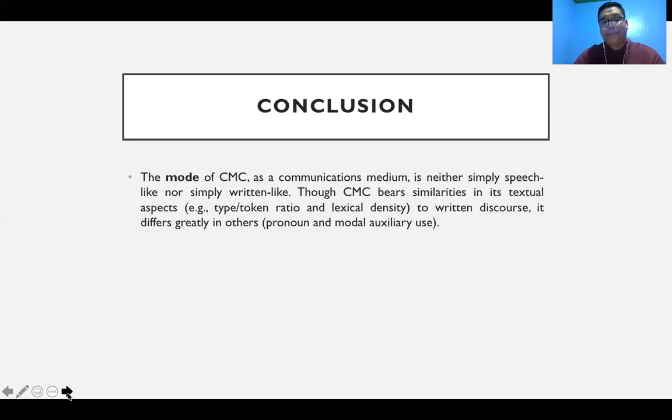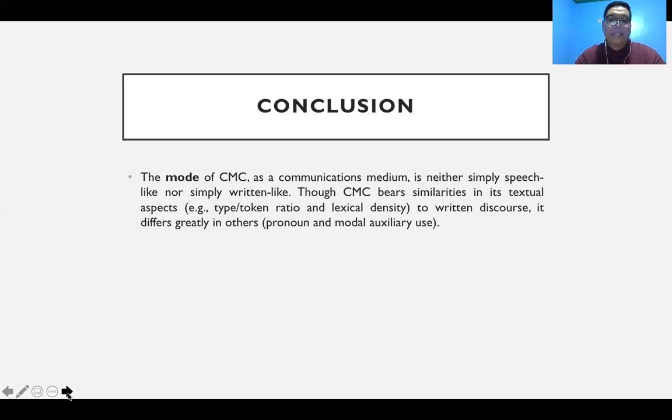So in conclusion, the mode of computer-mediated communication as a communications medium is neither simply speech-like nor simply written-like. So we cannot say that computer-mediated communication is just spoken in nature, or that it's simply written-like, or the same as written discourses. No, because computer-mediated communication has a set of unique features, okay?